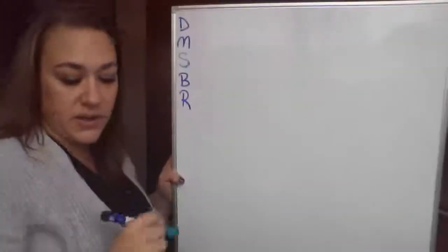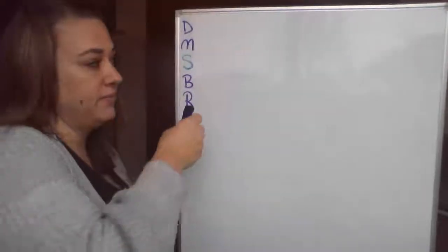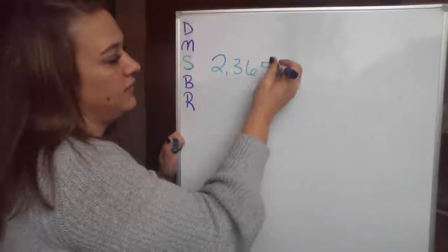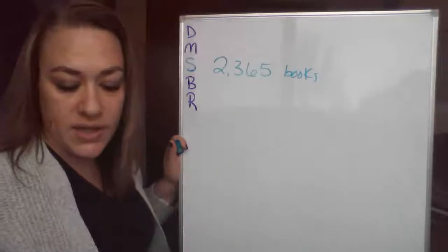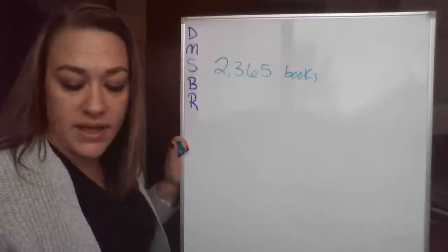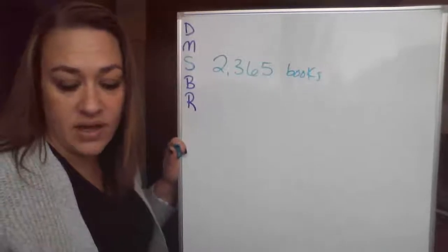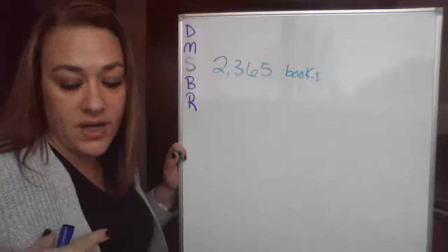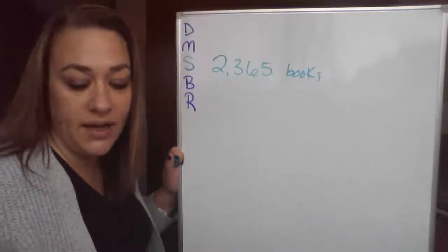All right, so I'm going to read you our last one. So it says 2,365 books were donated to an elementary school. If 5 classrooms shared the books equally, how many books did each class receive? So before I write our equation, I want you to try to think in your head or write it on your paper. What's our equation going to look like?